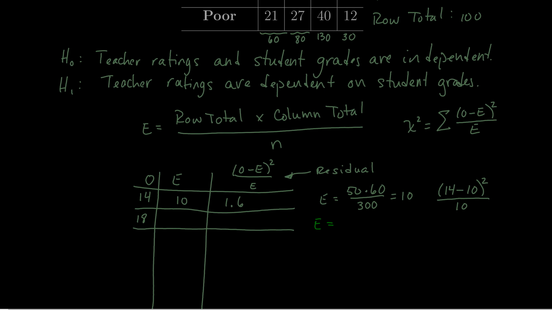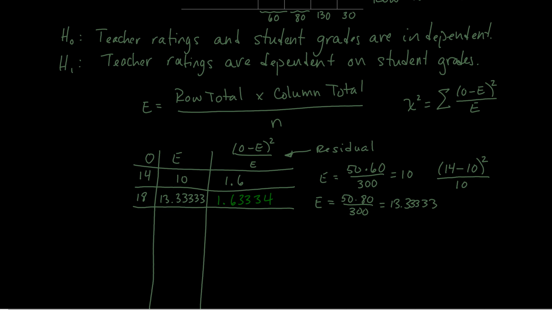Again, this is a non-terminating decimal, so round enough so that you won't have errors with your rounding. So we have the expected frequency here as 13.33333. Now again, we're going to calculate the residual, so it will be 18 minus 13.33333 squared divided by 13.33333. And again, we're going to have to round this, so we use enough decimal places that we won't have too many errors due to rounding.